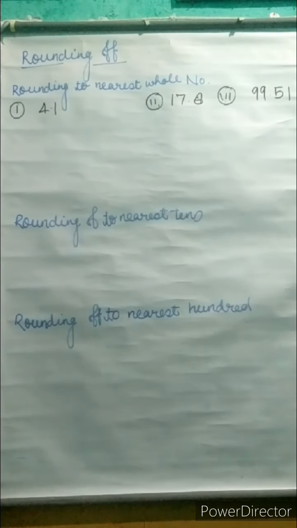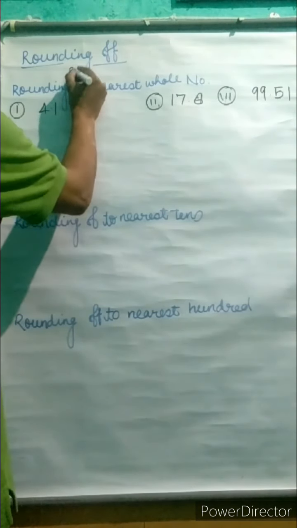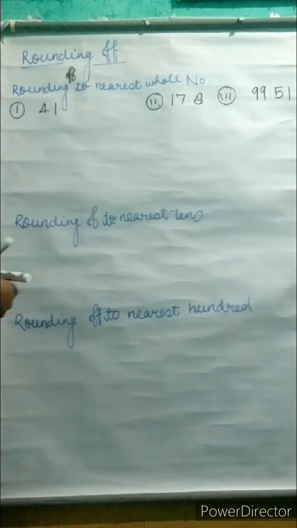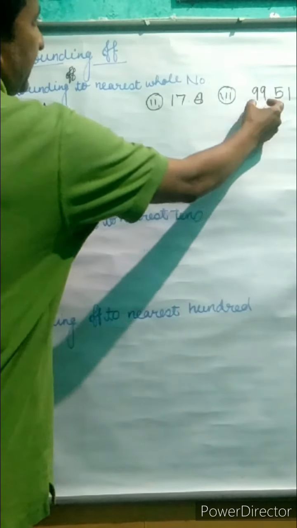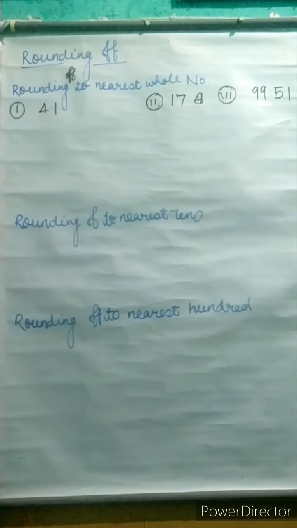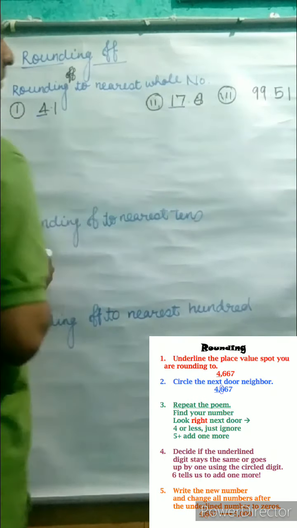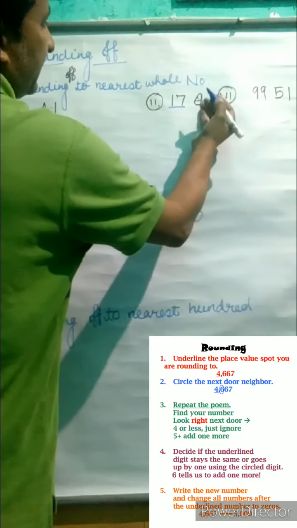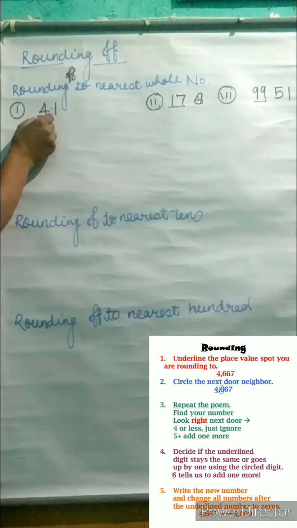Now see some questions based on rounding off to the nearest whole. Here you can see 4.1, 17.8, 99.5, 1. The whole part of the first is 4, the rest is the decimal part. Here the whole part is 17, the rest is the decimal part. In this also the whole part is 99, the rest is the decimal part. But how to do it? This is the whole part.